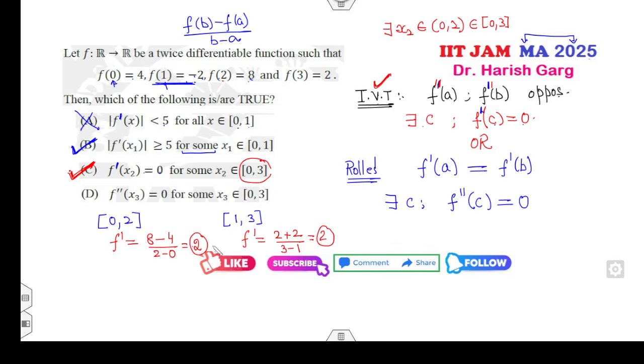Now you can see both the values are same, so therefore there exists one x3 belongs to 0 to 2 and 1 to 3. That means there exists the one interval between the 0 and 3, so that f double dash of x3 will be 0. Yes, this I have solved with the help of the Rolle's theorem. This is by the IVT. This is by using the mean value theorem.